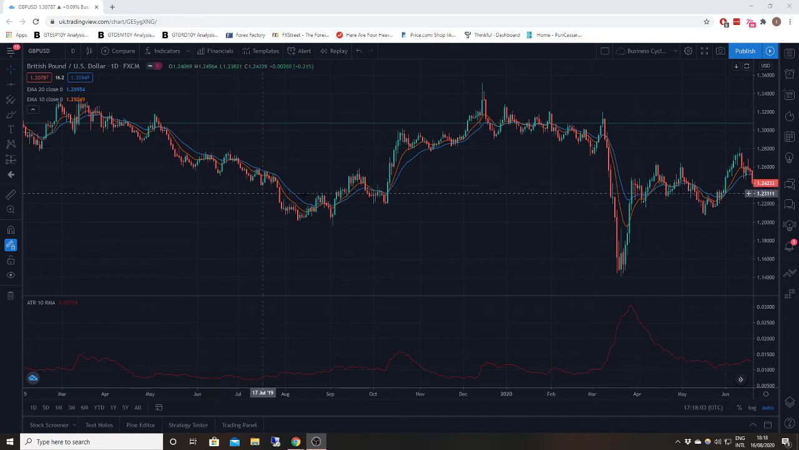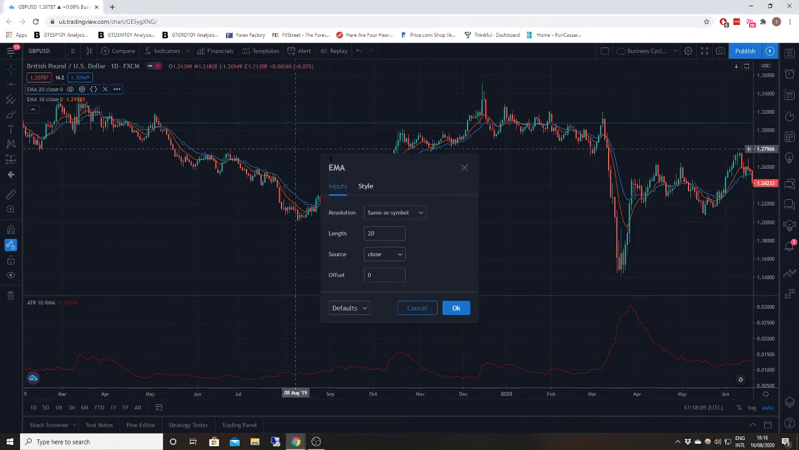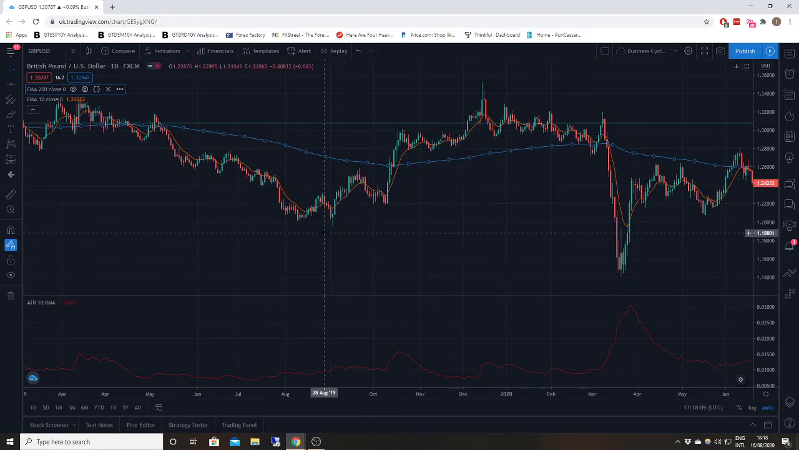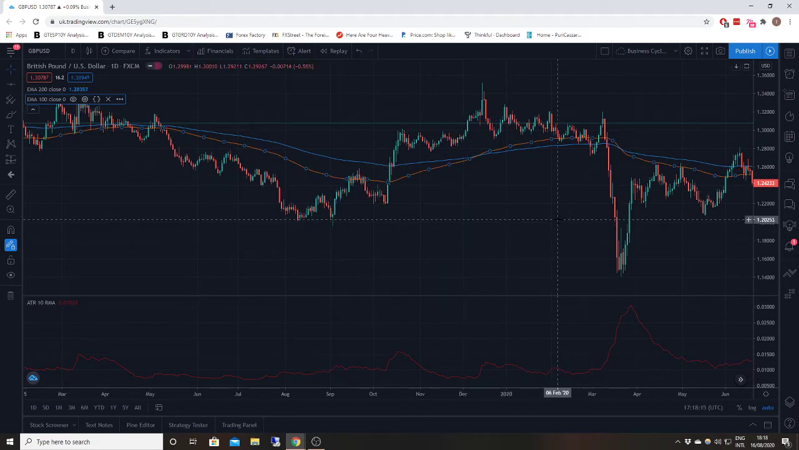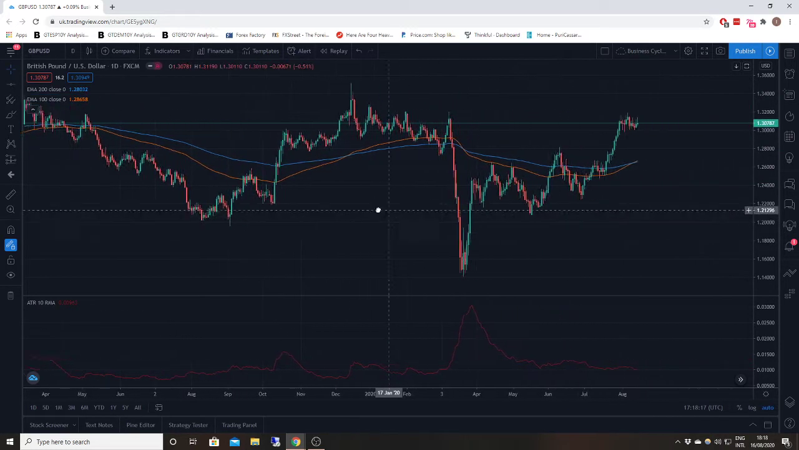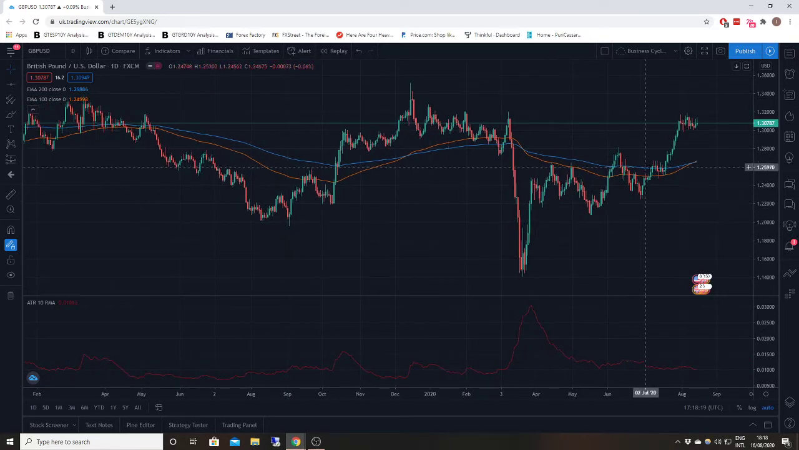So as you can see, the first thing I like to put on any chart is just some long-term moving averages. This is the daily chart, and so looking at the 200 and 100 EMA, we're currently above that at the moment, so we have a bias towards taking long positions.